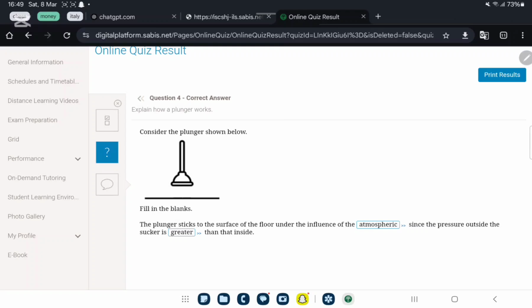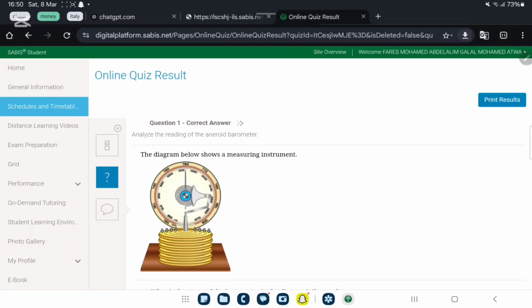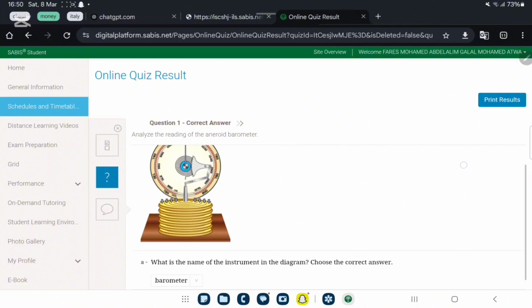This is how a plunger sticks. The plunger sticks to the surface of the floor under the influence of atmospheric pressure. It's atmospheric pressure, or they also accept atmospheric, since the pressure outside the sucker is greater than that of inside. This is the last quiz in chapter 5.4.